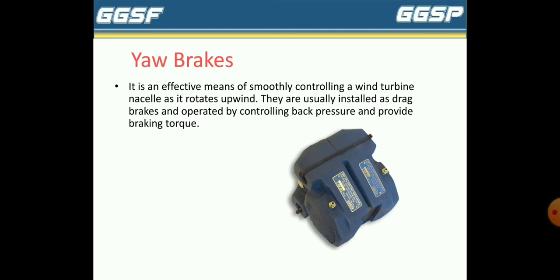Yaw brakes. It is an effective means of smoothly controlling the wind turbine nacelle, and it operates upwind. They are usually installed as drag brakes and operate by controlling back pressure and provide braking torque.